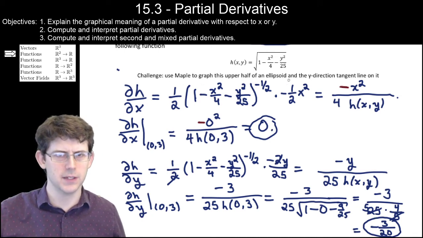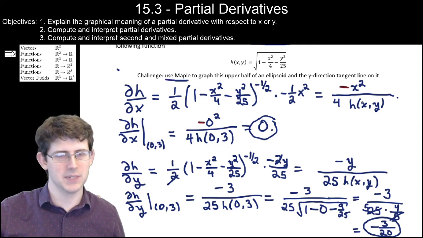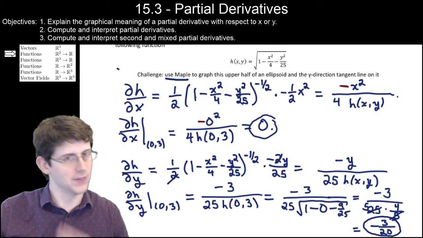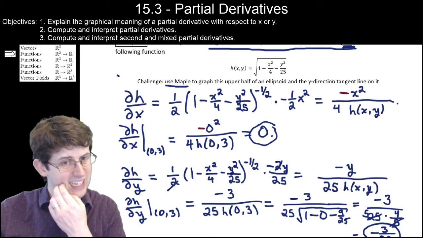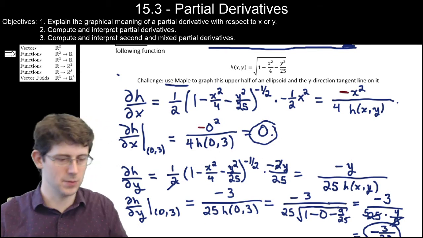Challenge, use Maple. We don't have access to computer labs that have Maple this semester, so I don't think there's going to be... I could at least get a picture of it up from GeoGebra.